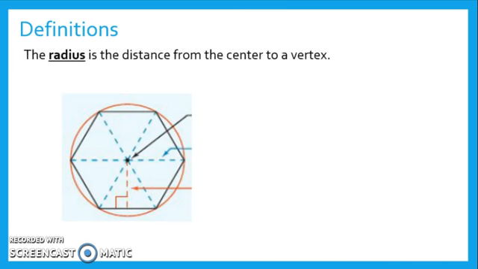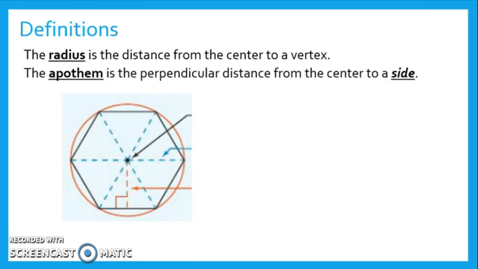The radius is the distance from the center to a vertex. Notice if you circumscribe a circle around it, the center to the vertex also touches the edge of the circle, so that's why it's called the radius. The apothem is the perpendicular distance from the center to a side, going from the center straight down to halfway through the side of the hexagon. Here you've got the center, here's the radius, and this one is the apothem. It's the red dashed line.